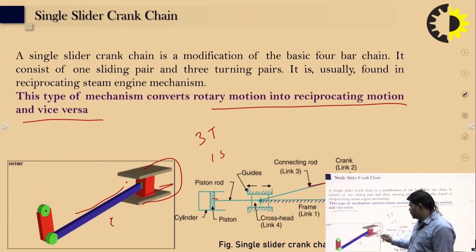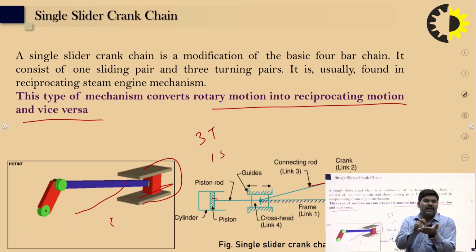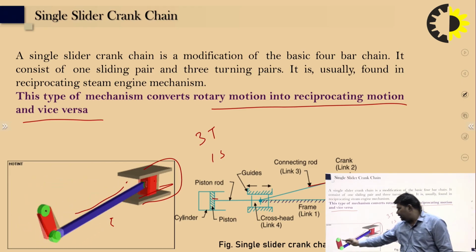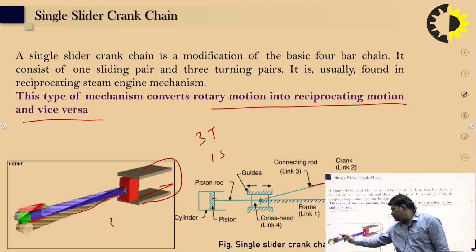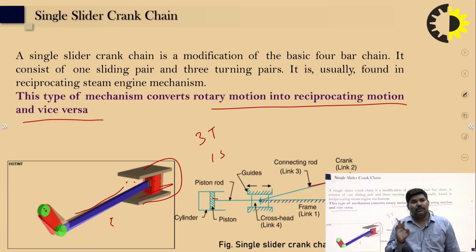The sliding pair is the piston. The movement between the piston and cylinder is called the sliding pair. But you can see here that a fixed one is connected, this one connected and this one connected. So these are called the turning pairs.